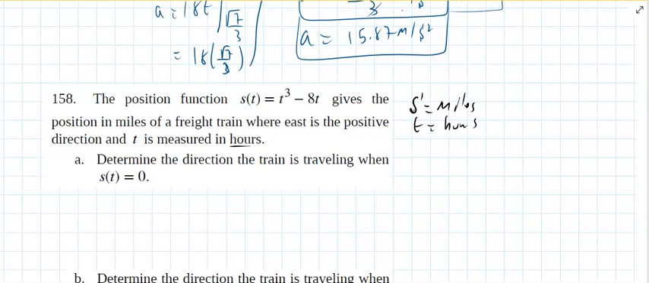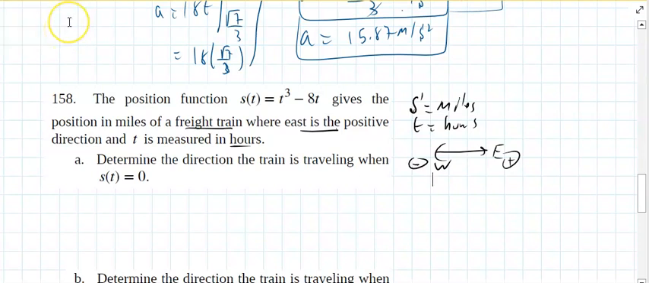The position function gives the position in miles of a train, where east is positive. So if east is positive, people, what do you think negative is? West. So this train runs east and west. You want to know which way it is heading. Determine the direction of the train.